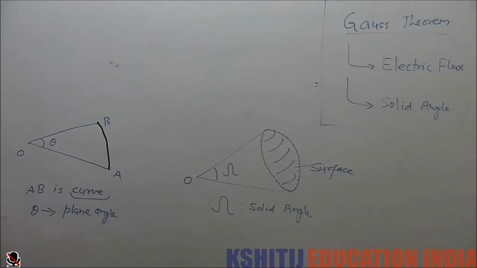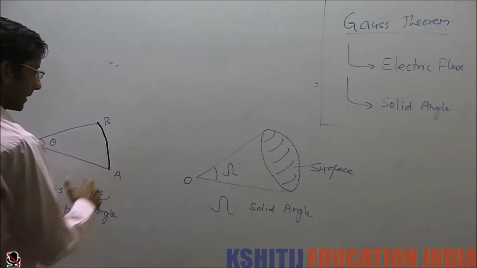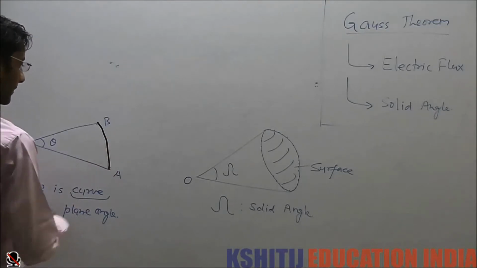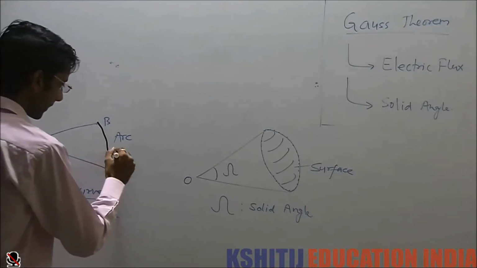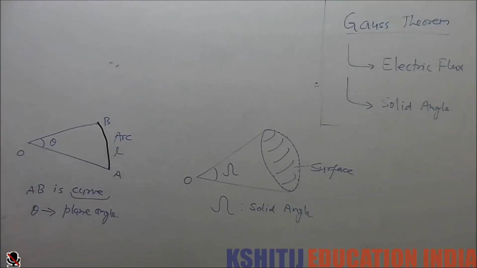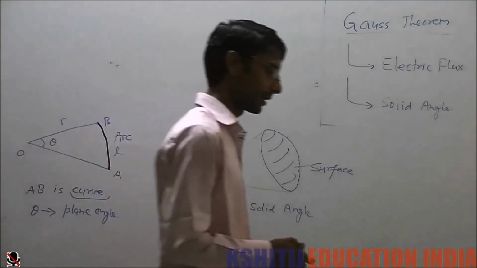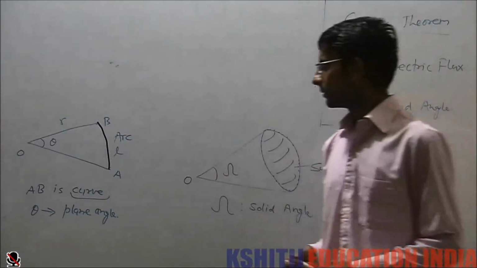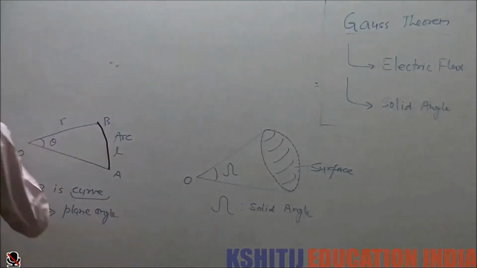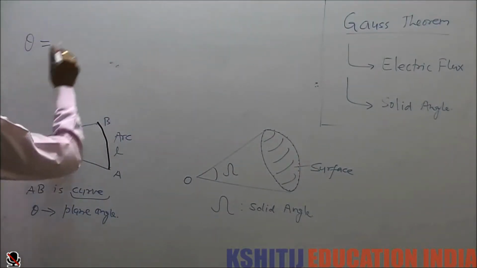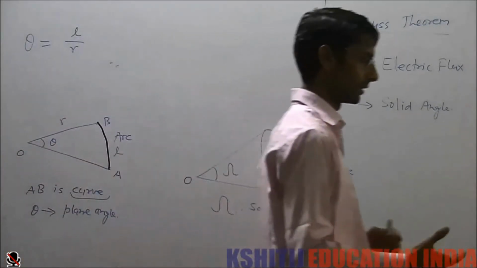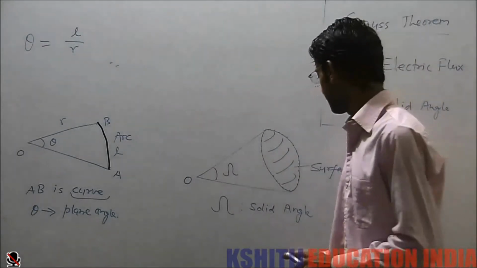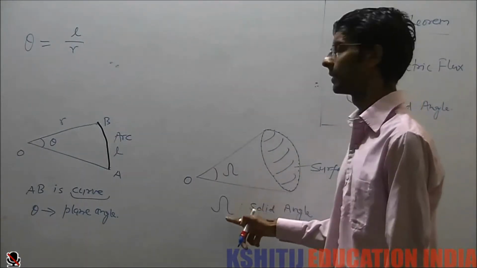Now, if we say that this AB is termed as an arc, and this arc is of length L, and these lines that we have joined are of radius r. So here, in the plane case, you can measure this theta as the arc length divided by the distance from that point O. In a very similar fashion, we can also measure the solid angle.